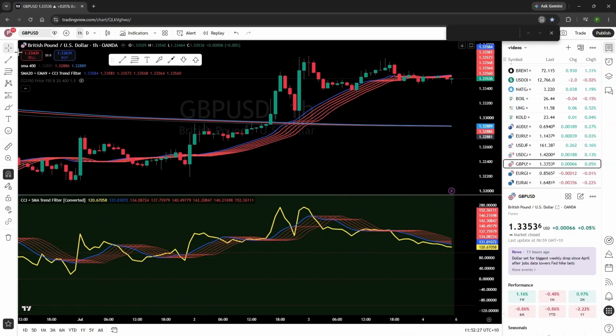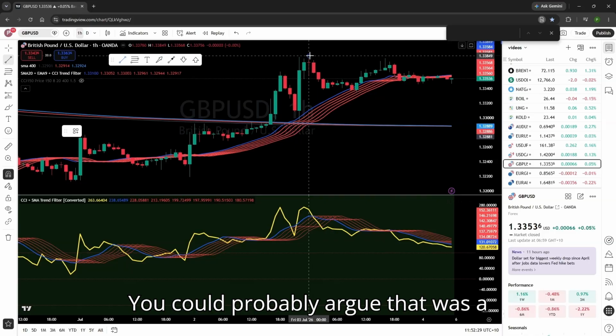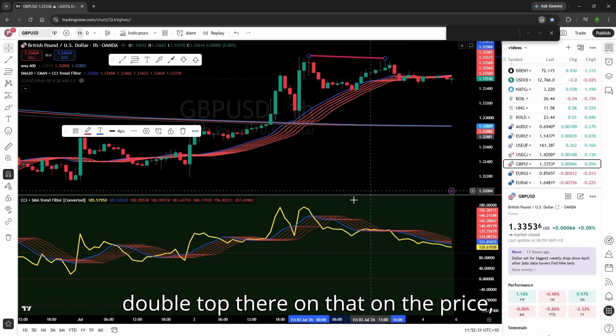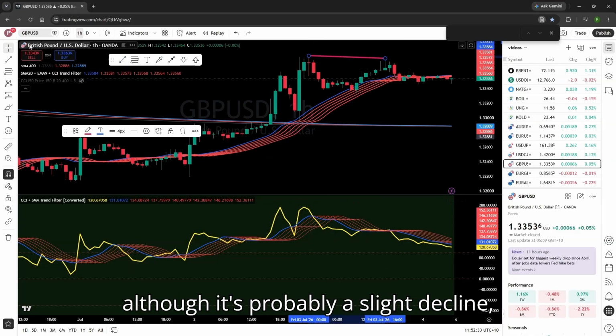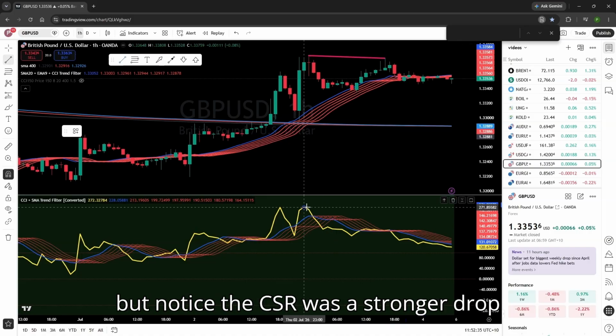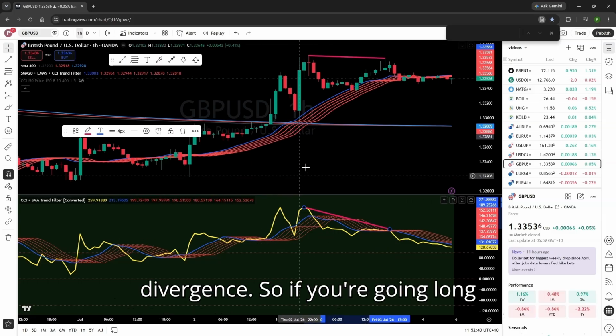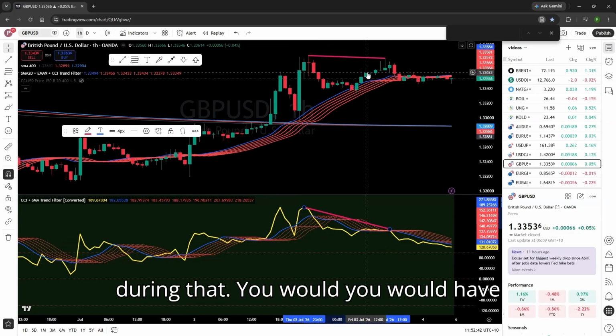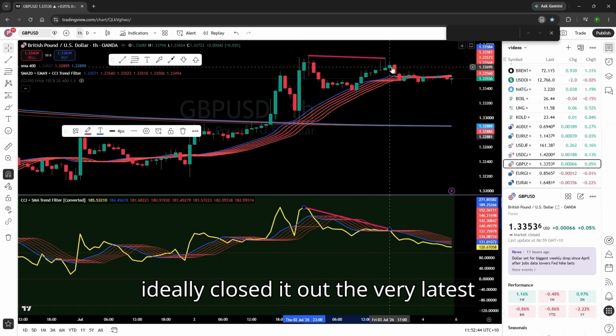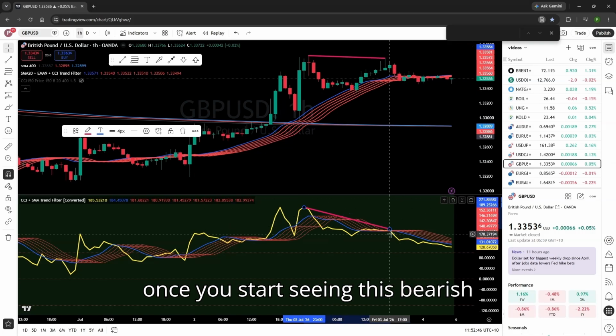Now you could probably argue that was a double top there on the price, although it was probably a slight decline, but notice the CCI was a stronger drop off than the price, and that was a bearish divergence. So if you're going long during that period, you would have ideally closed it out at the very latest once you start seeing this bearish divergence.